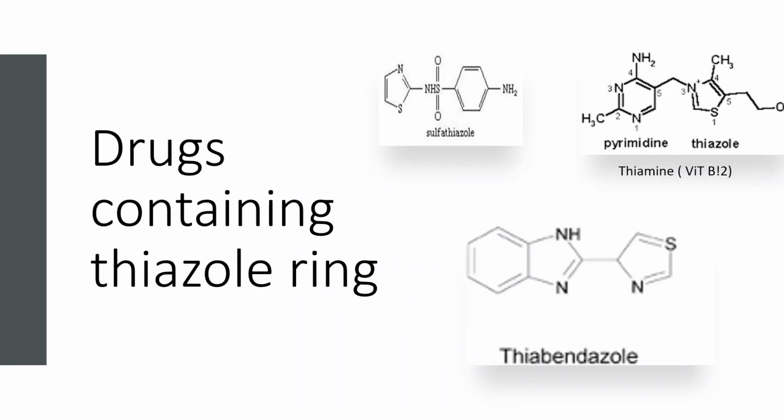So these are some of the drugs which contain a thiazole ring: sulfathiazole, which is a sulfonamide; vitamin B1, which contains pyrimidine connected to your thiazole by a methylene group; and thiabendazole. Thiabendazole is an anthelmintic. It is a thiazole ring which is connected to a benzimidazole ring. So these are the drugs which contain thiazole groups.